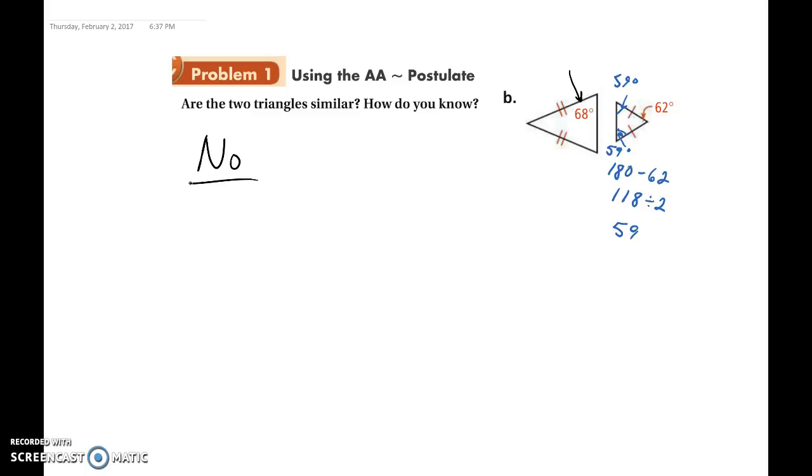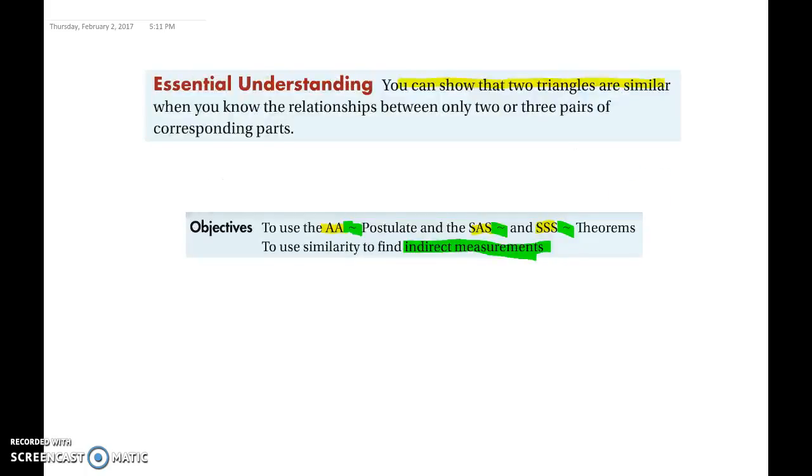All right, so that's it for this video. In each of the next videos we are going to break out and go through each of these three in their own videos. So the first one's going to be angle-angle, the second one's going to be side-angle-side, the last one will be side-side-side, and then the last video will be going over the indirect measurements.